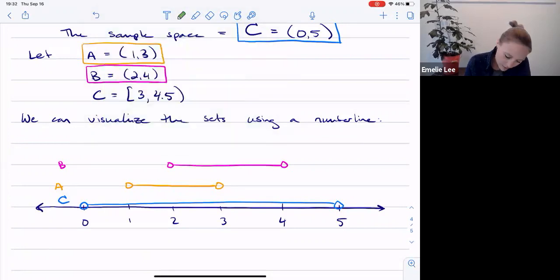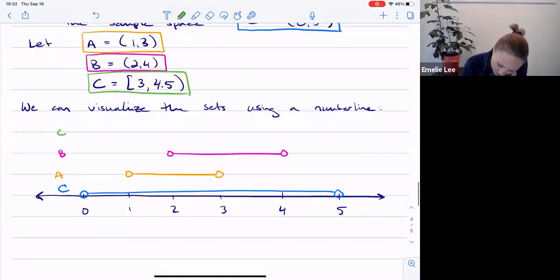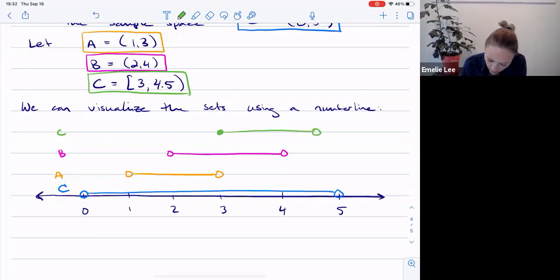And then for C, closed point at 3, right? So from here, 3. Notice that closed point means including 3, up to 4.5. So 4.5, but not including 4.5. I'll put it between 4 and 5. Seems reasonable enough, right?